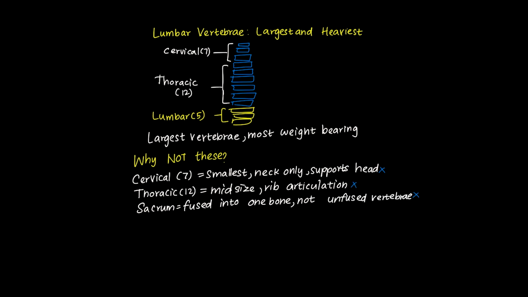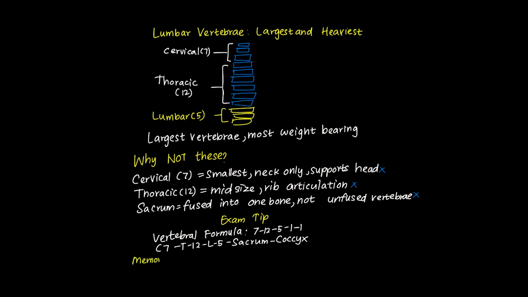Here's a WGU D312 OA exam tip for you. Largest vertebrae plus lower back plus most weight-bearing equals lumbar. Remember the vertebral formula? 7 cervical, 12 thoracic, 5 lumbar, 1 sacrum, 1 coccyx. Quick hook: lumbar equals lumber, big heavy logs in the lower back.